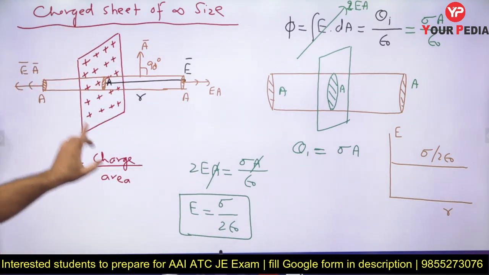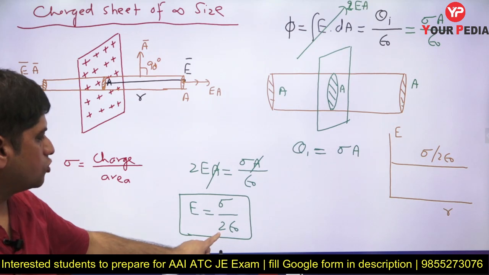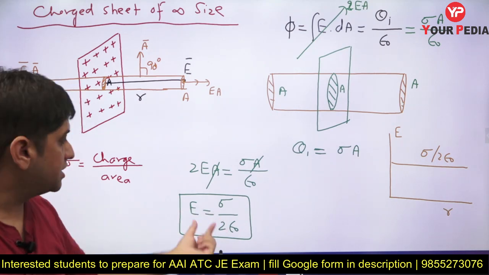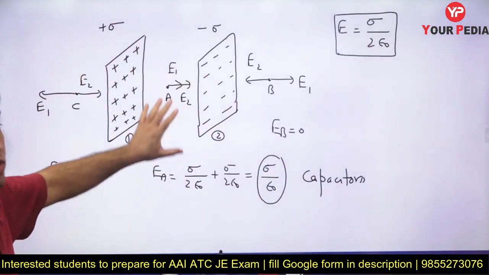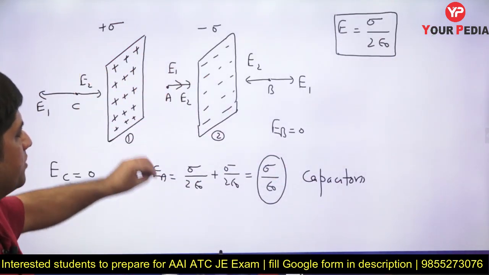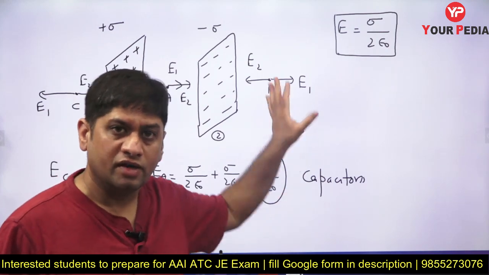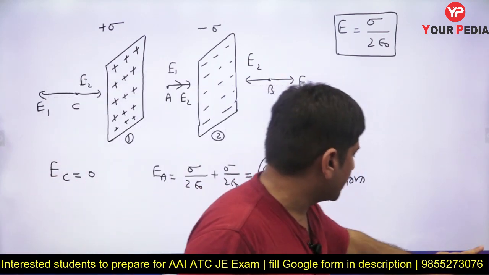Sheet में भी तुम्हें कुछ नहीं करना है. This only one formula. Sigma by 2 epsilon naught. And to understand, it does not depend upon distance. Then उसका कुछ application. अगर ऐसा कोई question आ गया, sigma by 2 epsilon naught, sigma by 2 epsilon naught, sigma can be positive, negative. तो ये आपका capacitor में use होता है concept.